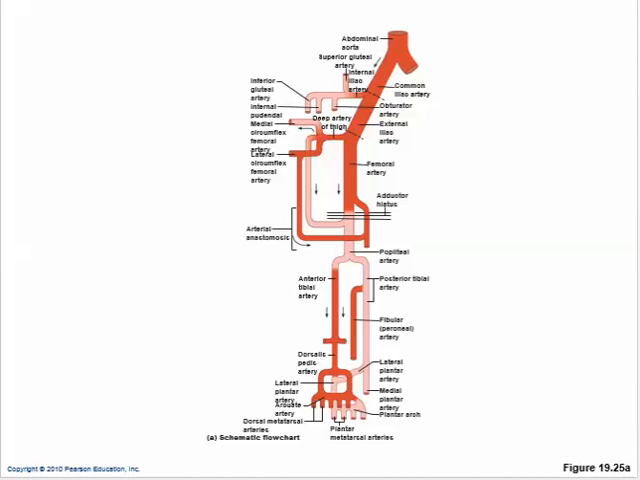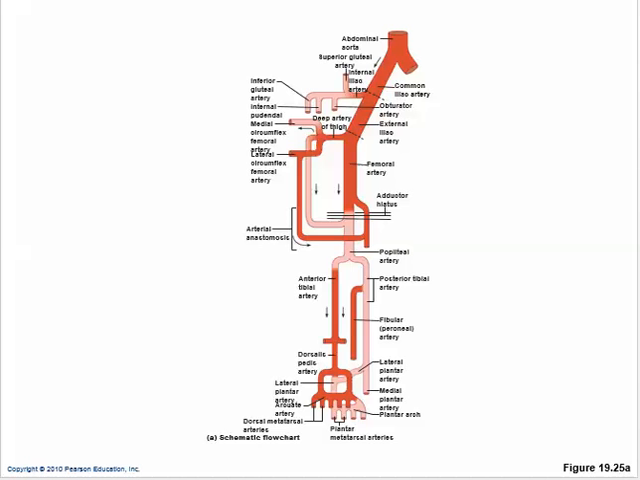When it passes under the inguinal ligament, it changes names from the external iliac to the femoral because it runs down the femur. It passes behind the knee, so it starts out in front, and then it passes through a hole in the adductor magnus called the adductor hiatus. When it passes through that hole, it changes names to the popliteal artery, which means behind the knee artery.